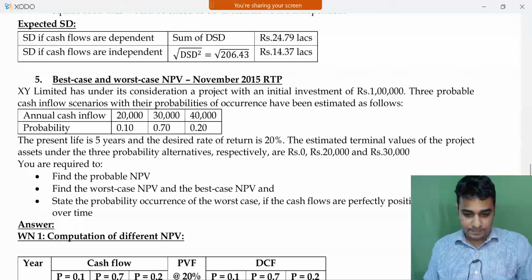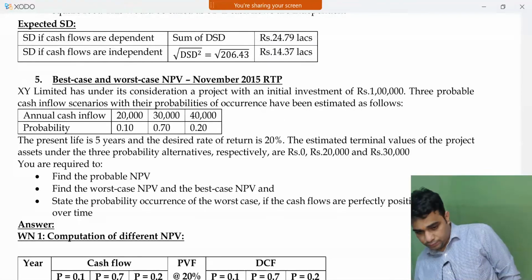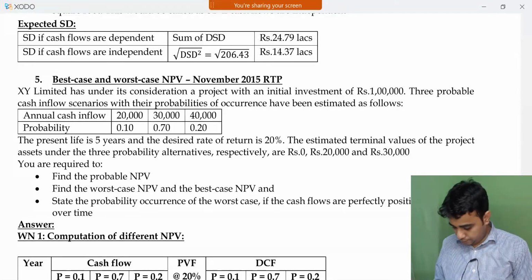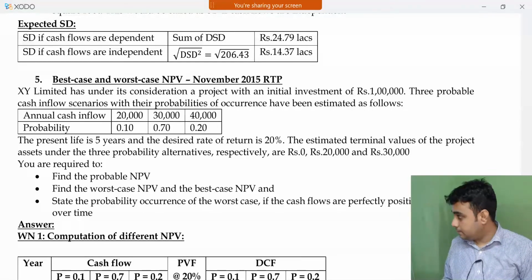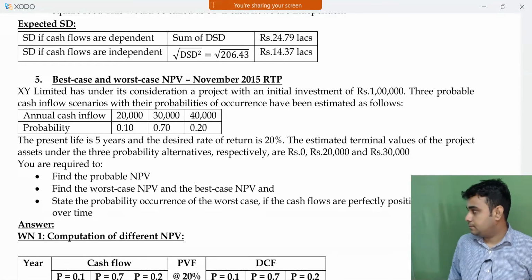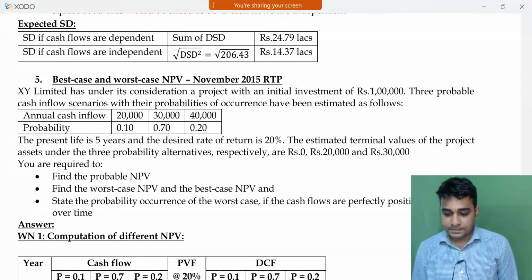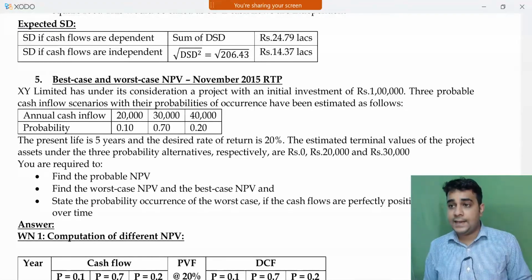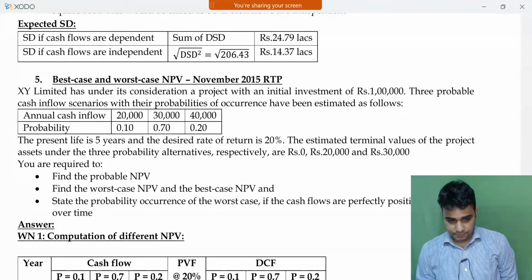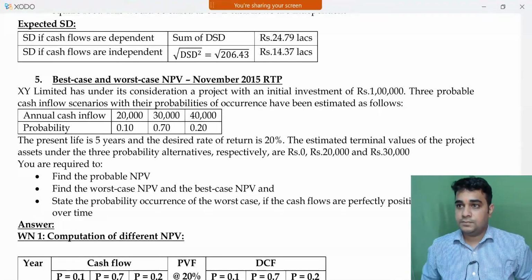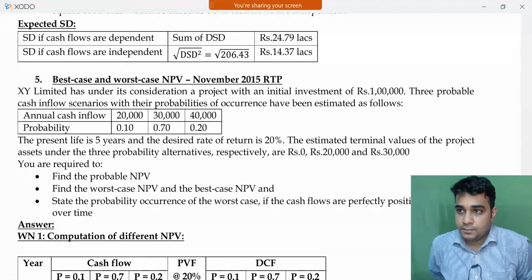Go through question 5. I'll explain the variation which is going to be there in this question. Go through question 5, please.